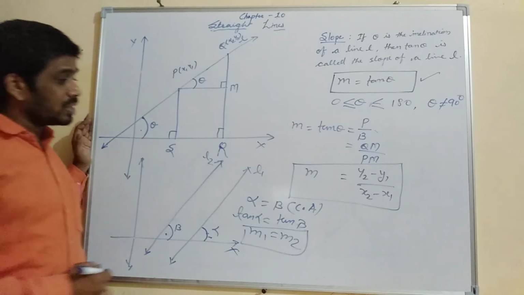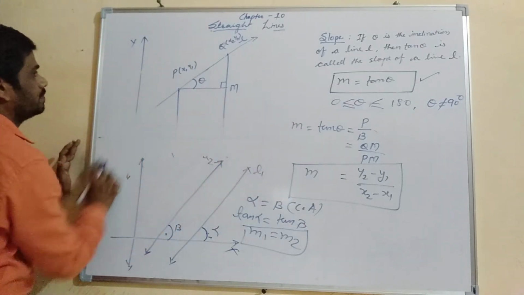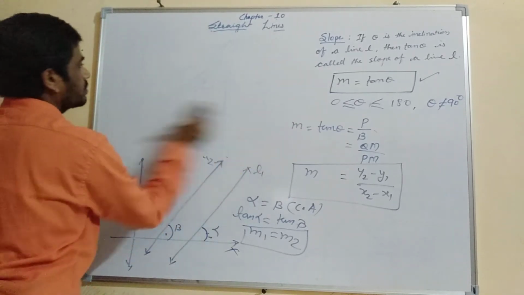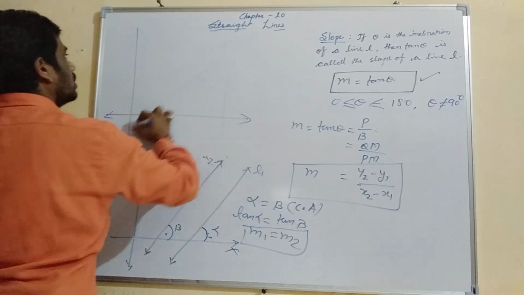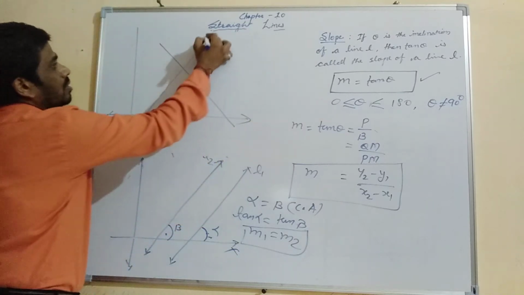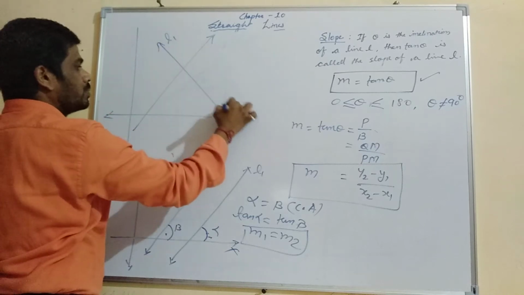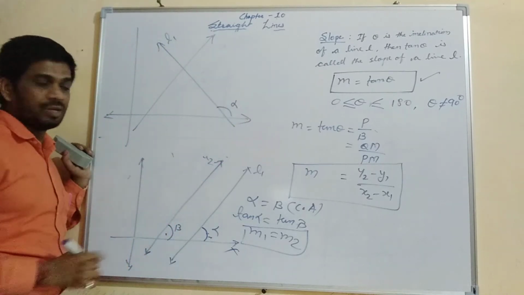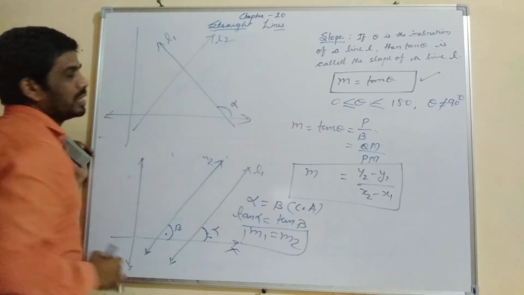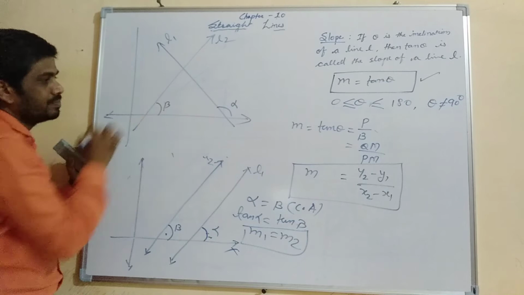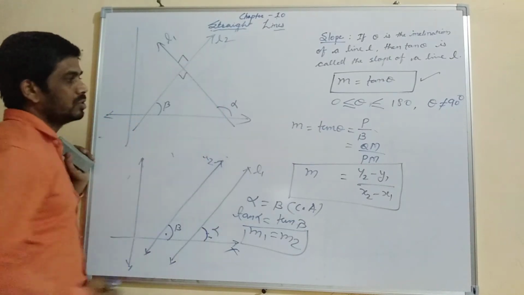Okay. Now, if the two lines are perpendicular to each other, suppose this is L1, whose inclination is alpha, and this is L2, whose inclination is beta. They intersect each other at a right angle.